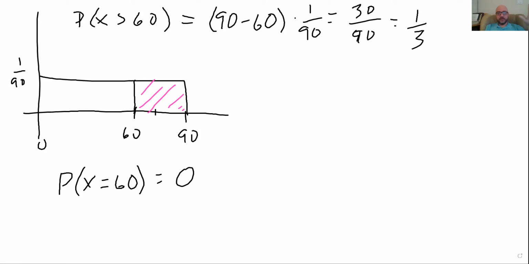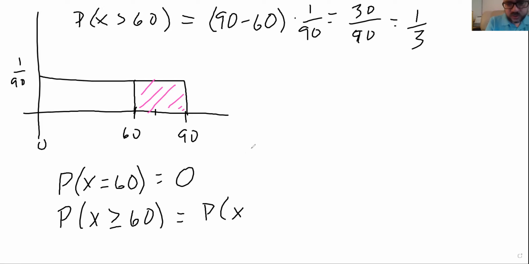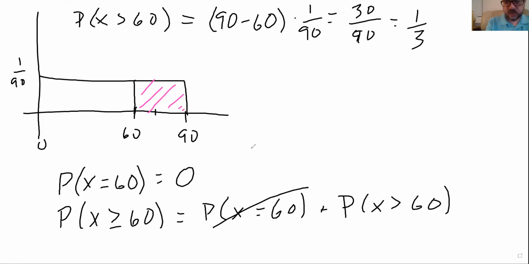For now, just realize probability that x equals 60 equals 0. So that means that the probability that x is greater than or equal to 60 would be the probability that x equals 60 plus the probability that x is greater than 60, right? But this thing is 0. And so those two, the greater than or equal to and the just greater than, are in this case the exact same thing.